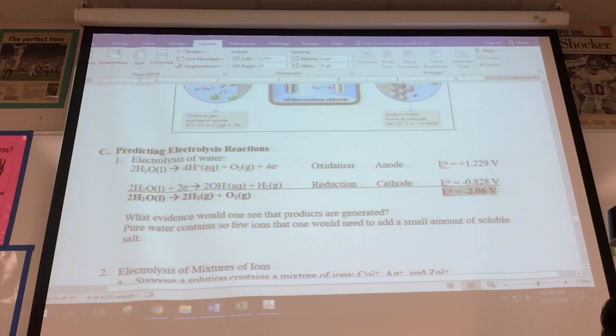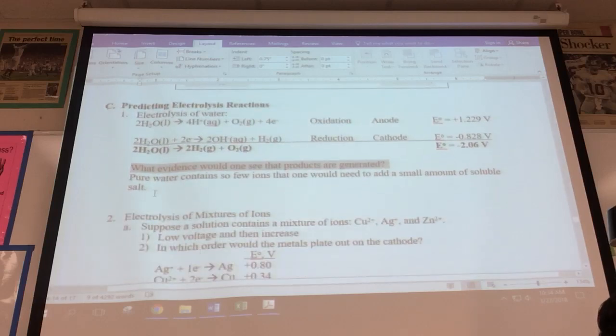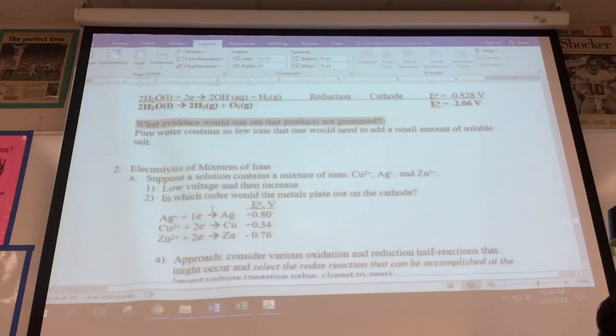What evidence would one see that products are generated? What would you see visually? Well, because you have gases, you would see bubbles. Would you see a color change? No. Okay. It says pure water contains so few ions that one would need to add a small amount of soluble salt. So we're going to take a look at that in just a minute.